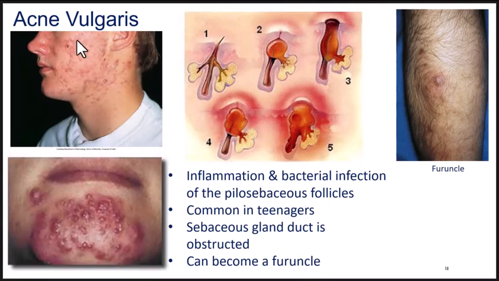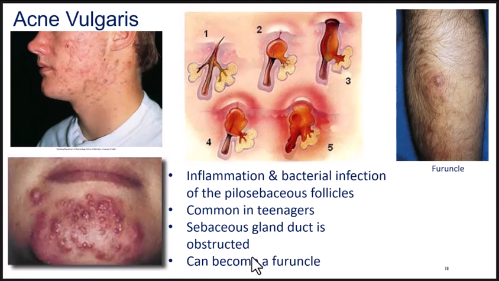Now on to a different topic, acne vulgaris. This is inflammation and bacterial infection of the pilosebaceous follicles. Pilosebaceous follicles are sebaceous glands that are located near a hair or associated with a hair follicle. And these glands become more active during adolescence, and so it's more common to occur in teenagers. What ends up happening is the sebaceous gland becomes obstructed, and it can cause a lot of pain and discomfort. You would know if you've experienced this yourself.